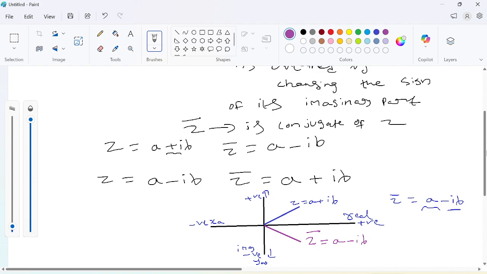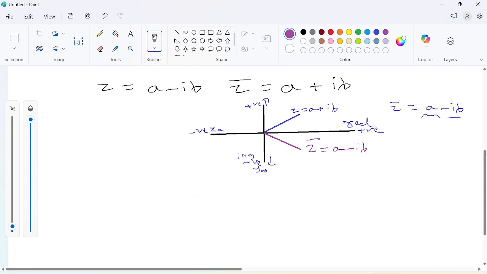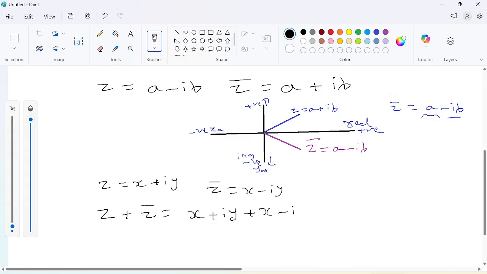Now let us see some properties. Now I have z equal to x plus iy. What is your z bar? x minus iy. Now what is z plus z bar? It is x plus iy plus x minus iy. So iy gets cancelled, which is equal to 2x. That is nothing but 2 times the real part of z.